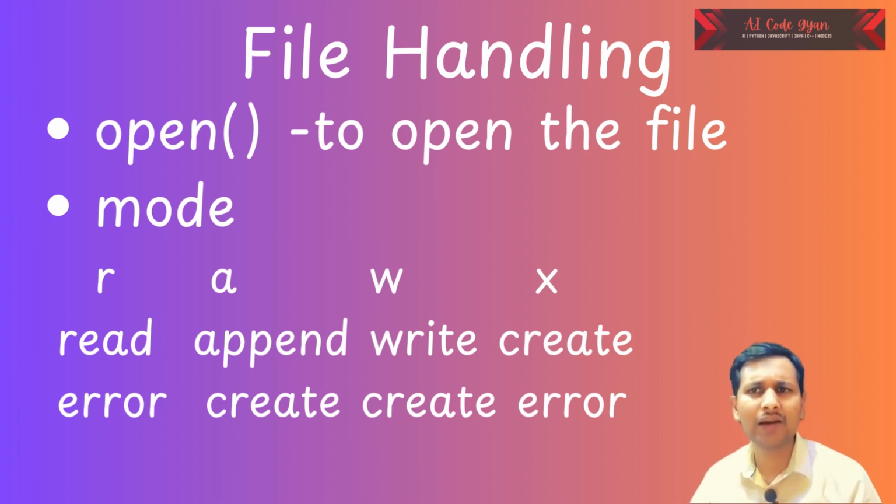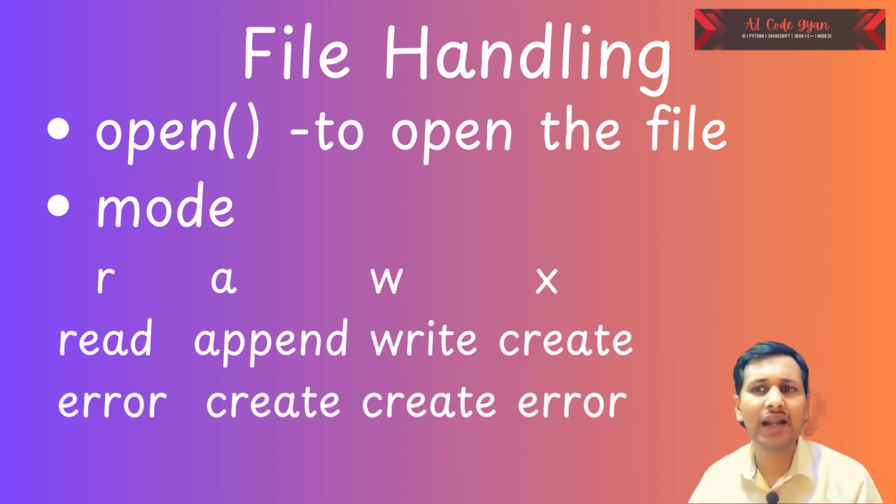So first we will go to the open function. The open function is used to open the file, and what are the arguments we give? We give the file name and the mode. We have 4 modes here: R, A, W, X. R is for read, A for append, W is for write, X is for create. R will give an error if the file doesn't exist. A will create the file if the file doesn't exist. Write will also create the file if it doesn't exist. And what about X? If the file exists, it will throw an error.